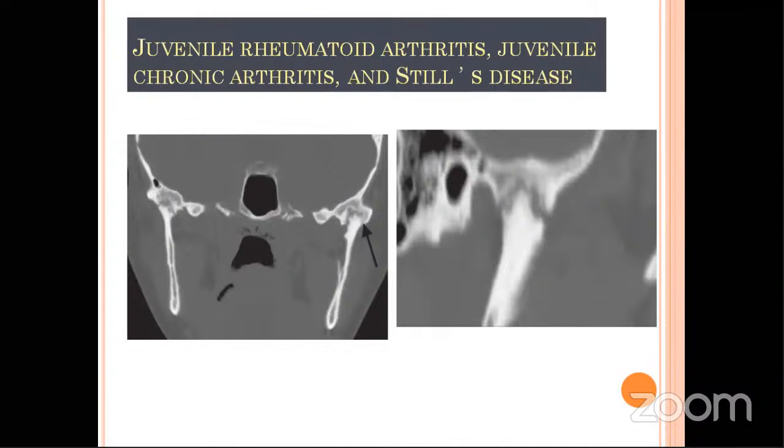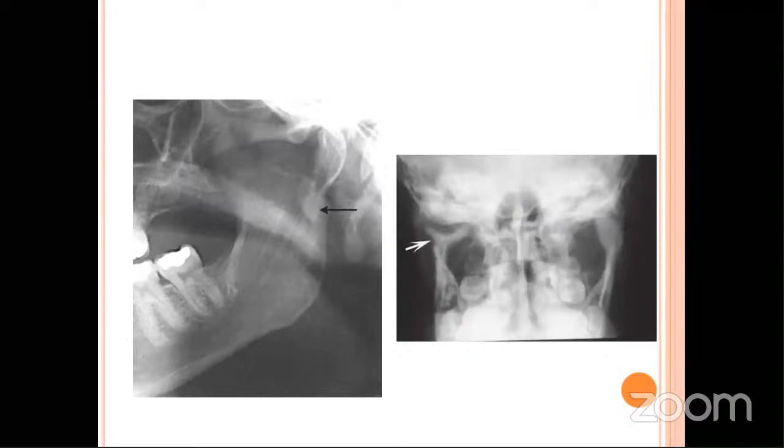So this is a condition called Still's disease. It is called juvenile rheumatoid arthritis. Okay. And these are the pictures showing fracture of the condyle.